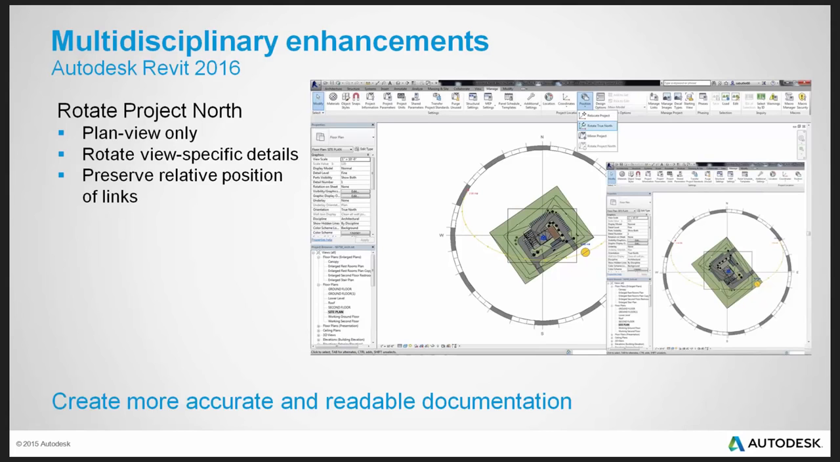This rotation of project north enhancement is going to affect model elements and view specific detail elements, including text notes, detail lines, filled regions, revision clouds, and more. It's going to preserve the relative position of links. It's going to rotate decals applied to surfaces. This will not affect drafting views, callouts of plan views, or any other types of views. This tool is enabled for plan views only. So bottom line, you're going to be able to have more accurate and readable documentation. You're going to see a lot of that.